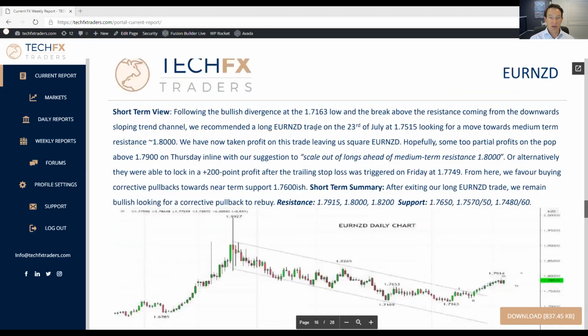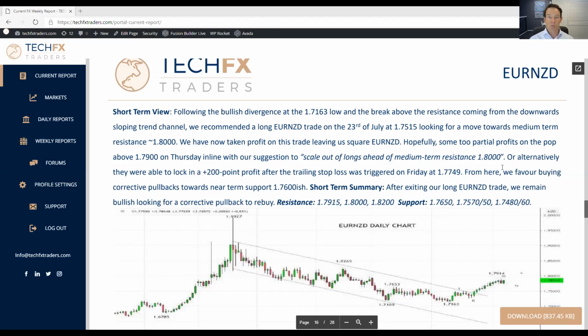Now, with the Euro Kiwi trade we recently recommended, we advised taking a long Euro Kiwi trade on a break of 175-ish. That was quite clearly outlined that it was a trade idea. The trade played out pretty much as we were hoping. Euro Kiwi rallied up towards 180. That was our topside target. In our reports, we suggested scaling out of longs ahead of medium-term resistance at 180.